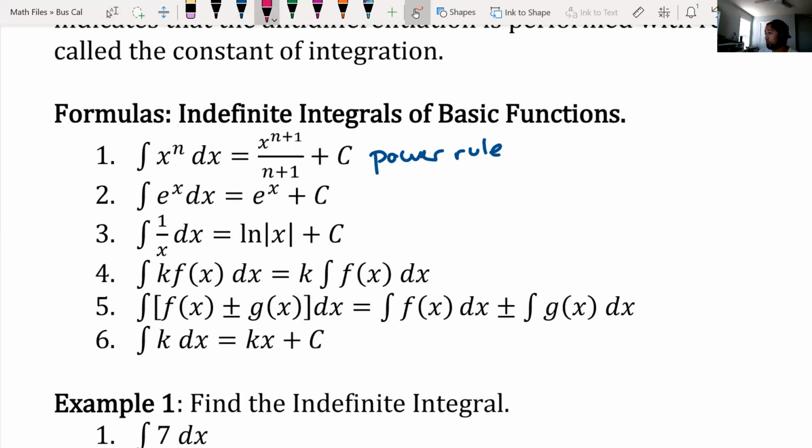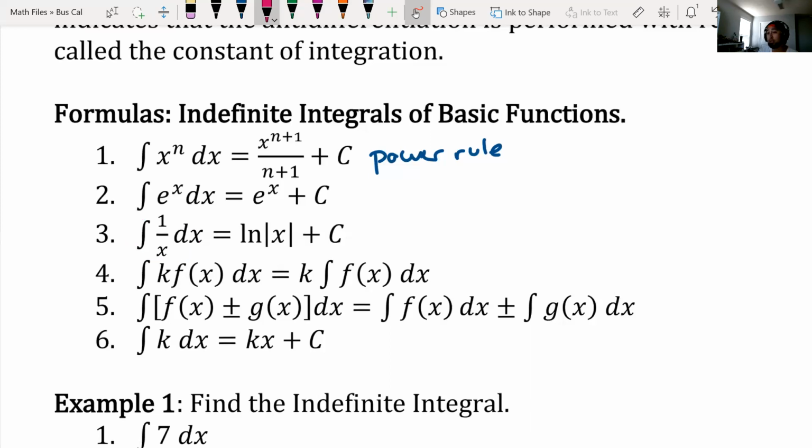And then rule 2 says the integral of e to the x dx is, guess what? E to the x plus the constant of integration. How funny, right? The derivative of e to the x is e to the x, and the antiderivative of e to the x is e to the x. Okay. 3, the integral of 1 over x dx will become the natural log of the absolute value of x plus c. So look out for that. If you have 1 over x, then the antiderivative is the natural log of x.